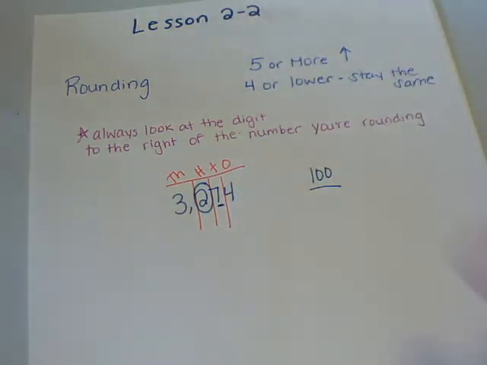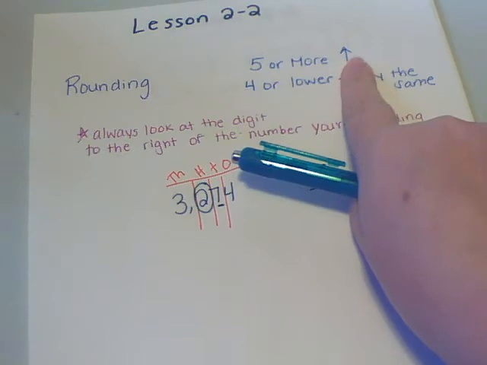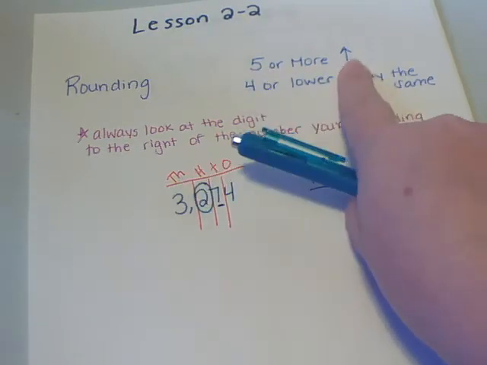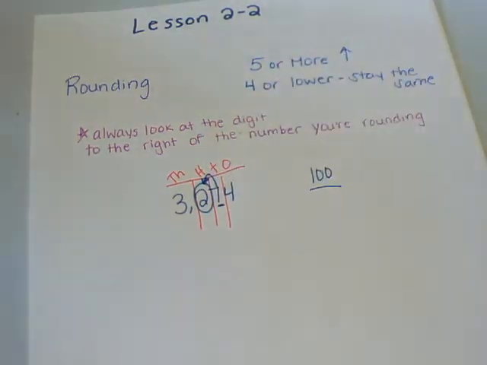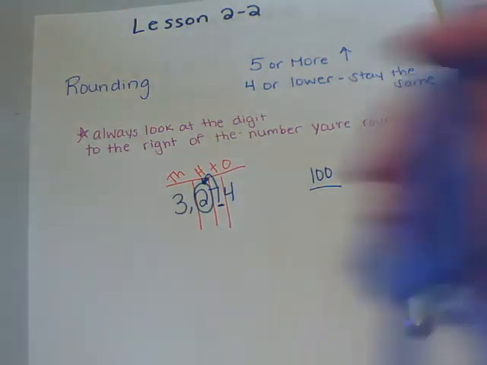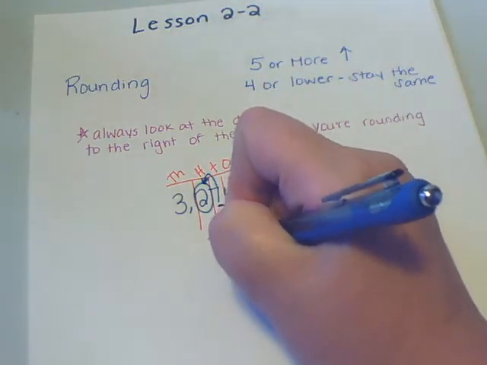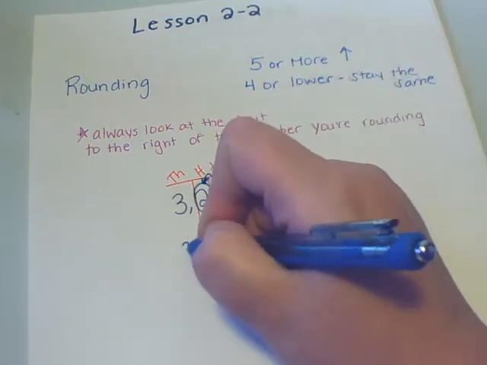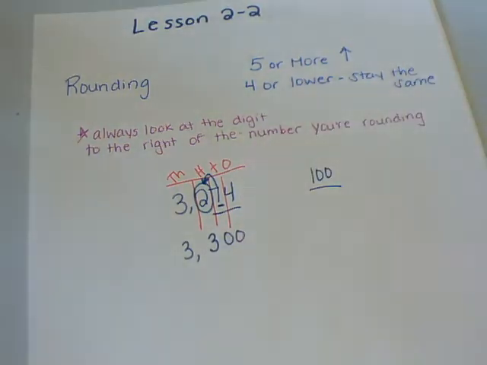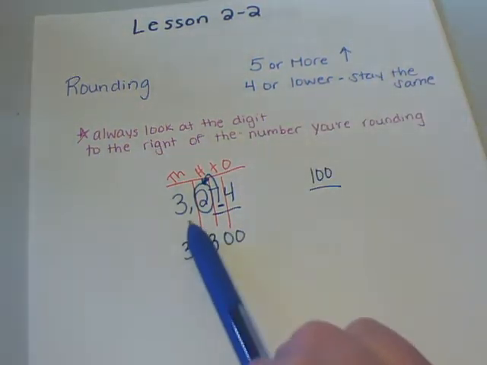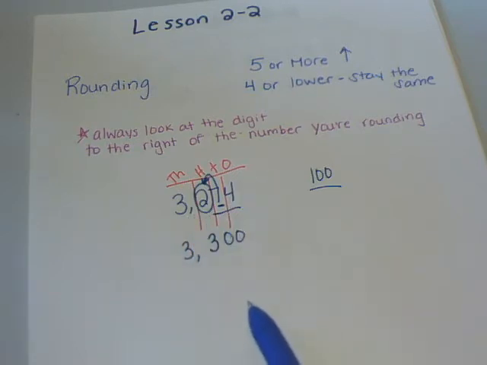Okay, that's a 7. This 7 is 5 or higher. Okay, it's greater than a 5. Well, I should say it's greater than a 4. It's 5 or higher. So this 7 is actually going to tell that 2 to go up. So that 2 is going to turn into a 3. Okay? Everything before it stays the same, and everything after it turns into zeros. So when I rounded that 3,274 actually became 3,300. Okay, let's look at another one.